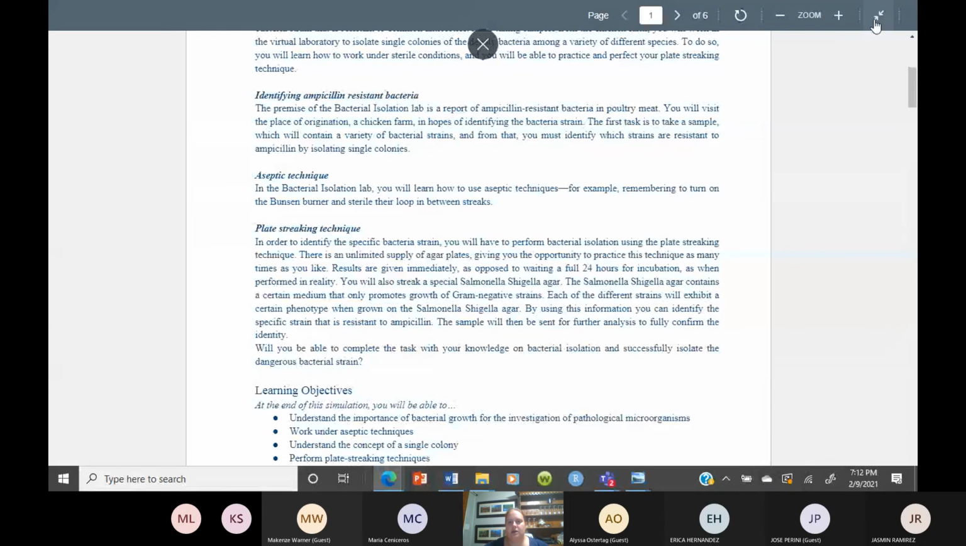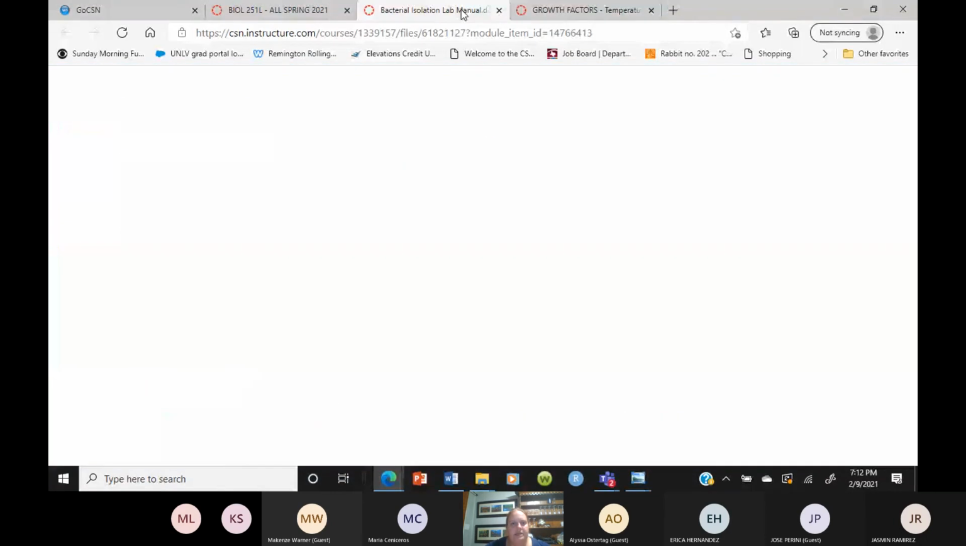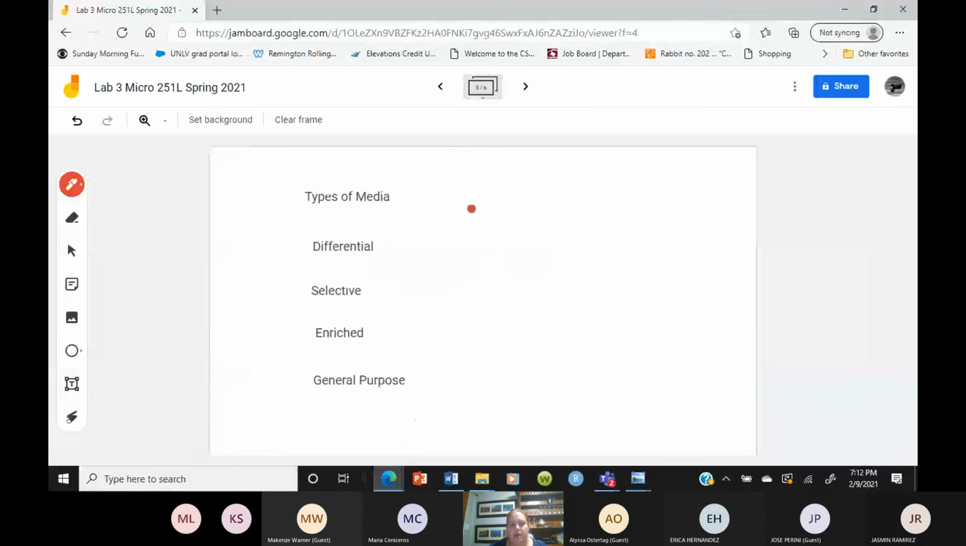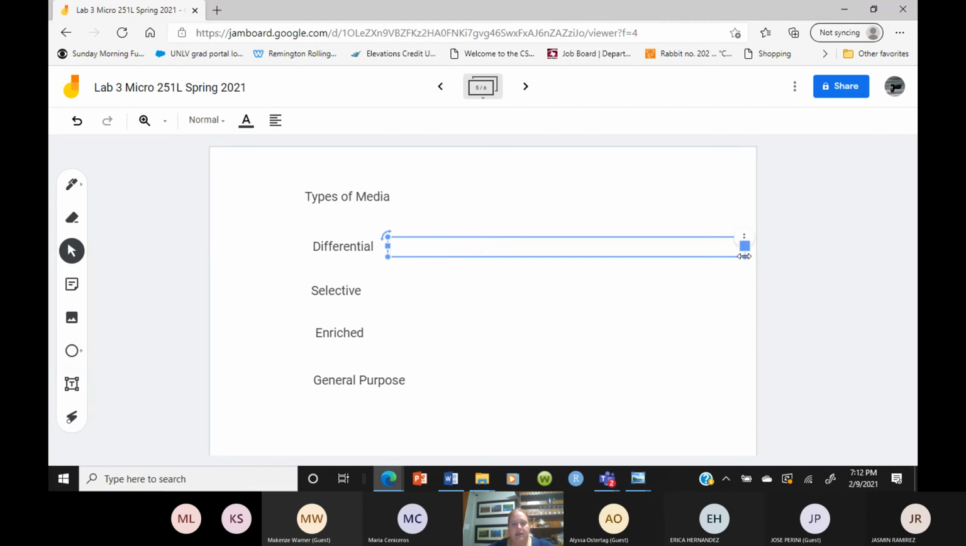Yeah, so I did want to hit on bacterial isolation. So we talked about the 3 different growth factors: temperature, oxygen, and water activity. There's a 4th growth factor, so those are things that can impact how or where something grows. There's a 4th type of growth factor that I want to chat about, and that's the media itself that you're growing the bacteria on. So there's 4 different types of media that we'll be talking about off and on throughout the semester, and each of these selects for different growth of bacteria in different ways.